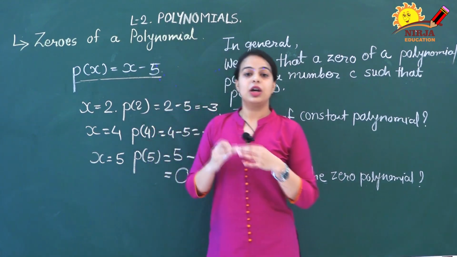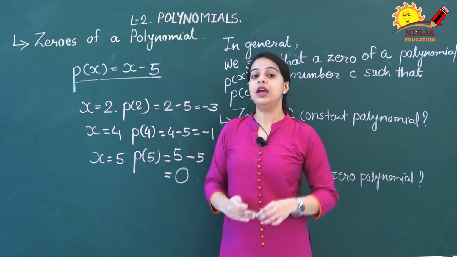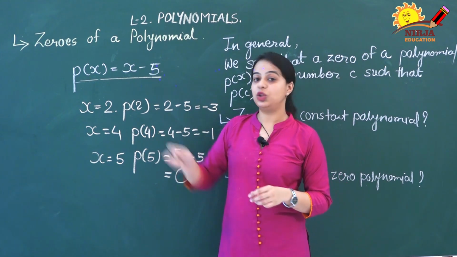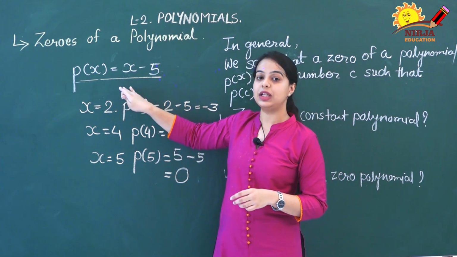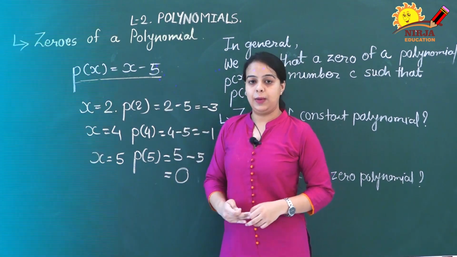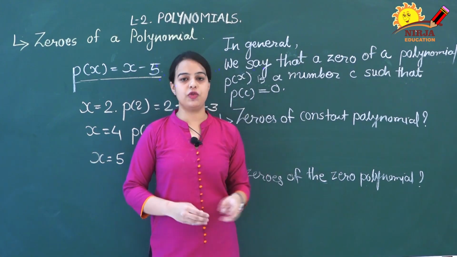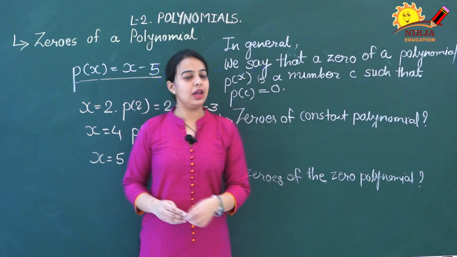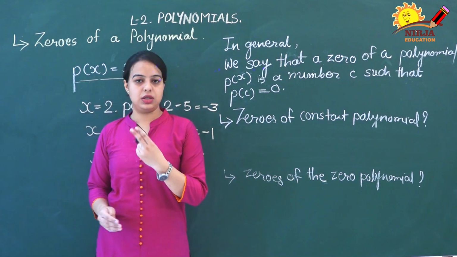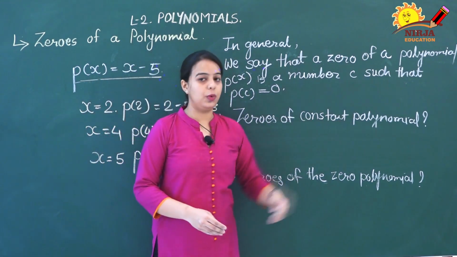In short, अगर कोई भी वेरिएबल की वैल्यू के लिए हमारी जो पोलिनोमियल है वो 0 मिलती है तो वो वैल्यू को, वो वेरिएबल की वैल्यू को हम zeros of polynomial कह सकते हैं. Now let's discover some other things about zeros of polynomial. As you can see, here I have listed two questions. First one is, what about zeros of constant polynomial?